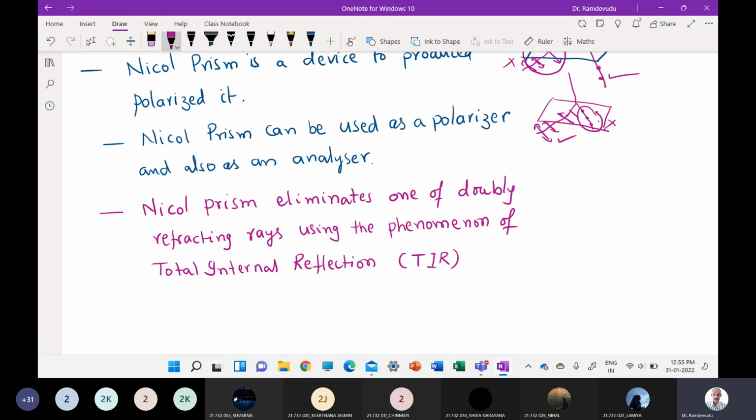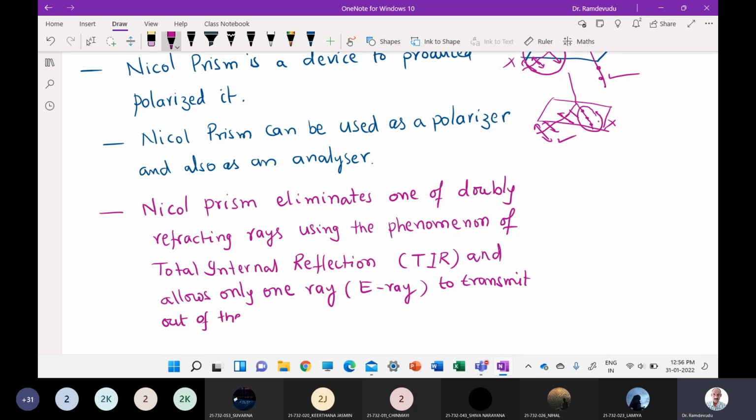The Nicol prism eliminates one of the doubly refracting rays using the phenomenon of total internal reflection and allows only one ray, that is generally the E ray. The O ray will be stopped. It allows only one ray to transmit out of the crystal.